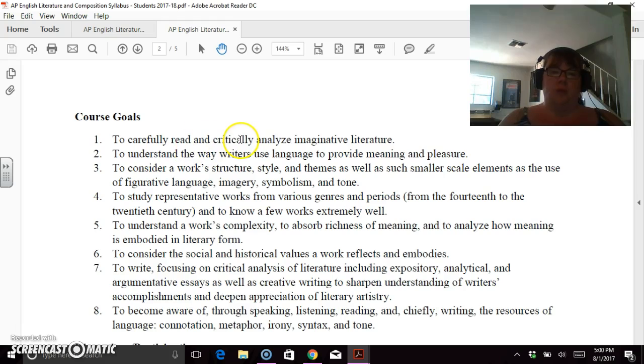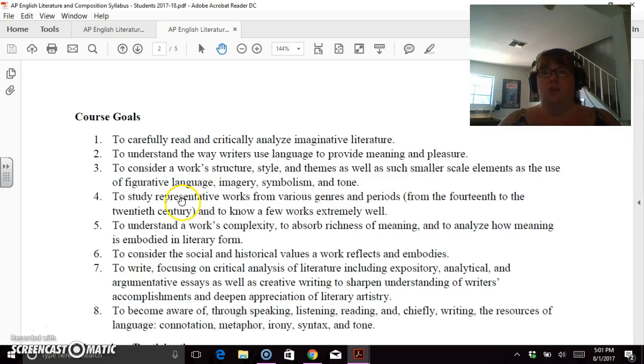We will be reading and critically analyzing literature. And it says imaginative, and imaginative is because we're going to be reading some bizarre stuff that is outside the box, that is completely whacked and different, which is cool. We like to be different, and we like to analyze things that are different. And it provides some interesting conversations for us to talk about. We'll be looking at language, we'll be looking at meaning, and we'll be looking at the idea of how pleasure reading falls into analytical reading. We're going to look at the structure, the style, and the themes. We're also going to look at smaller scale elements, the idea of figurative language, imagery, and symbolism and tone.